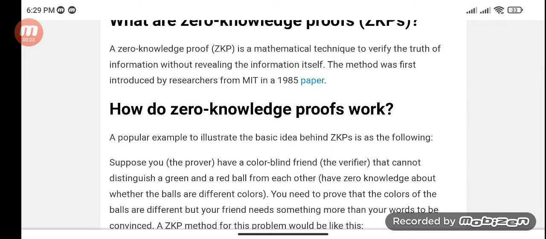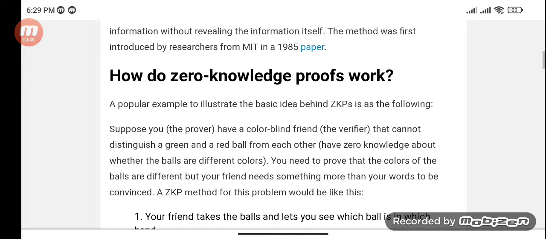A popular example to illustrate the basic idea behind ZKPs is as follows. Suppose you have a color-blind friend, the verifier, who cannot distinguish a green and a red ball from each other, and has zero knowledge about whether the balls are different colors. You need to prove that the colors of the balls are different, but your friend needs something more than your words to be convinced. A ZKP method for this problem would be like this.